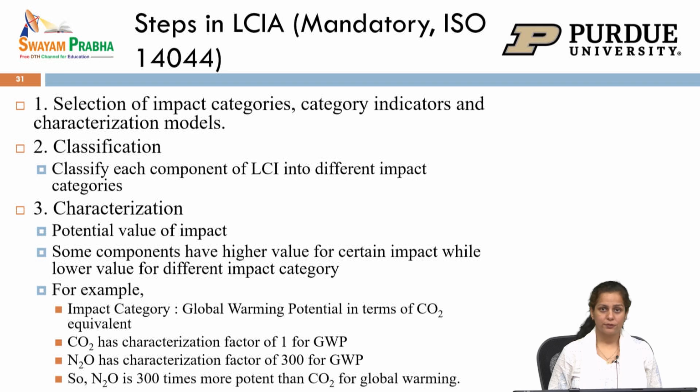When we have different components like carbon dioxide and N2O, nitrous oxide, all of these may have different characterization factors. So CO2 has a characterization factor of 1 for global warming potential, which means 1 kg of CO2 contributes 1 kg CO2 equivalent of global warming potential, and that makes sense because your reference frame for global warming potential is carbon dioxide. N2O on the other hand is 300 times more potent for global warming potential. So it has a characterization factor which is 300 times that of CO2.